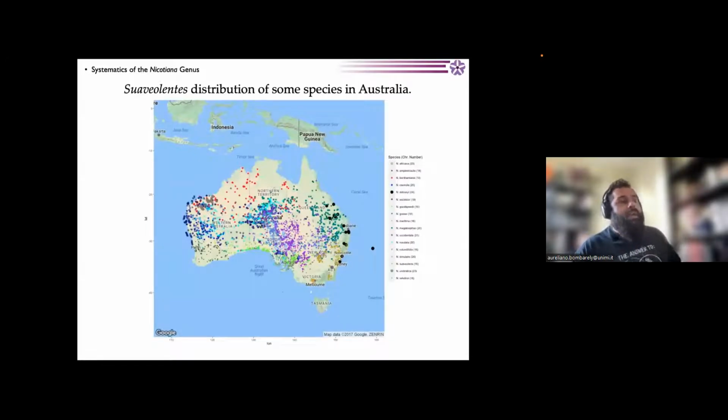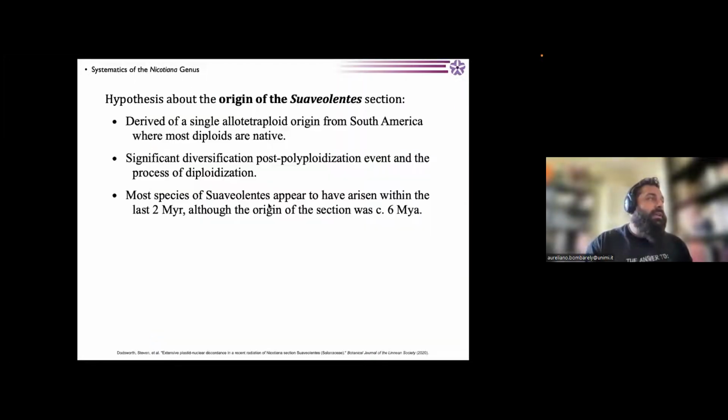So I like this slide because it summarizes not only the distribution of the Suaveolentes species, but also, at some point, starts to plot them not only by species, but also based on chromosome number. As you can see, the ones that are bigger are the ones that have more chromosomes, and the smaller ones have fewer chromosomes. That is important because the ones that have more chromosomes are thought to be the ancestral ones. I'm not going to talk too much about that, but this is something interesting because it can also define how they started to colonize Australia.